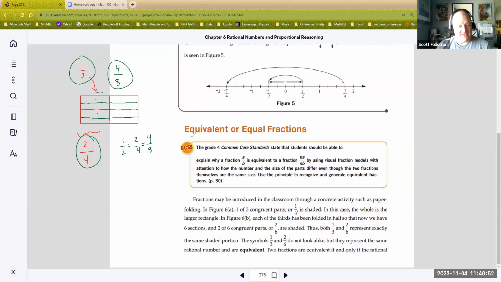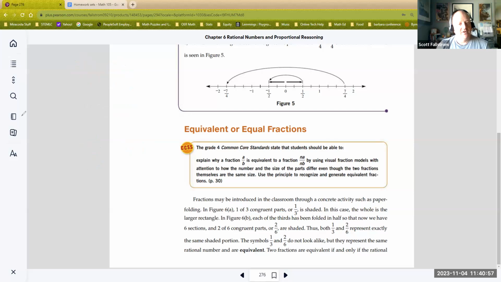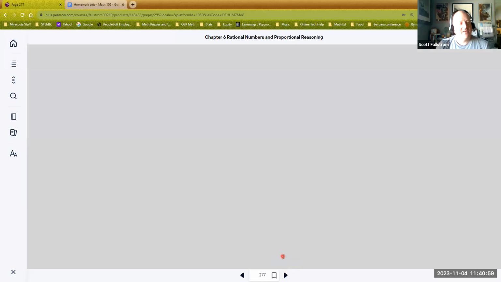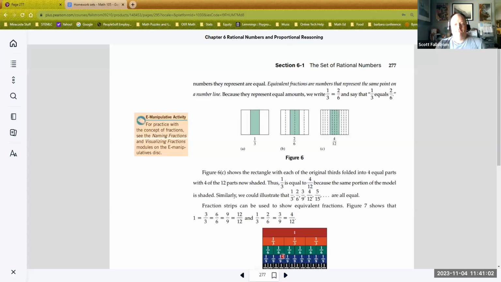Even though they don't look the same, we say they are equivalent because they contain the same amount of an object. They would also match up perfectly on a number line. Okay. And here's another illustration. This represents 1/3. So they broke it into 3 pieces. Then they cut each one of those pieces in half to make 2/6. And it's the same quantity, same amount of paper, same amount of candy. And then they did it again, broke those in half. Now they have 12ths, but guess what? 4/12 is the same amount as 1/3, as long as we're talking about the same whole object.